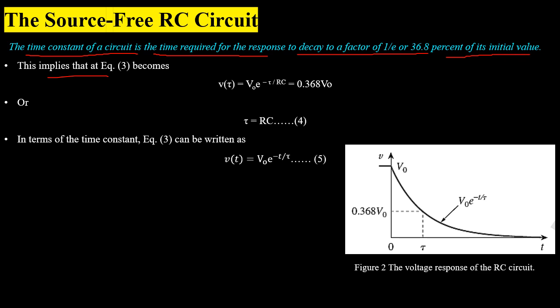Now from equation 3, replace the time by tau, which is the time constant of the circuit. We know that V of tau will be equal to 0.368 V0. And this can also be verified from the graph represented in figure 2, which shows the natural response of an RC circuit. Now in equation 1, the voltage will be equal to 0.368 V0 if time t equals tau, and tau will have a value of RC. So in terms of time constant, equation 3 can be expressed as V of t equal to V0 exponential power minus t over tau.